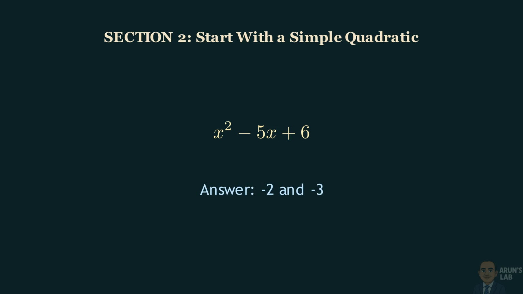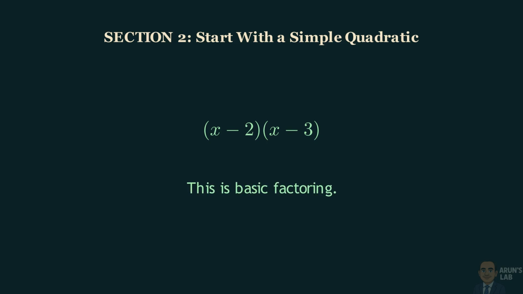Here, if we multiply -2 and -3, we get positive 6. And if we add -2 and -3, we get -5. So we can write the quadratic expression as a product of factors using the two numbers: (x - 2)(x - 3). This is basic factoring.